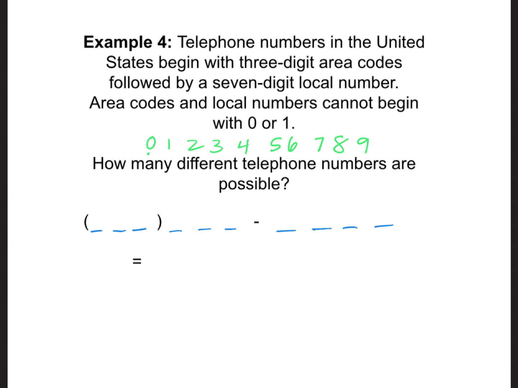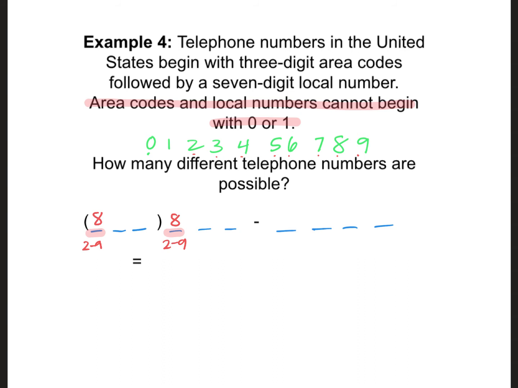But if you notice your little question prompt, it says area codes and local numbers cannot begin with a 0 or a 1. So that means this blank here and this blank here, we can't have 0 or 1. So we have to choose between 2 and 9. And if I count that, that's 1, 2, 3, 4, 5, 6, 7, 8 options. So I have 8 options for the first number of my area code, and 8 options for the first number of my local number.